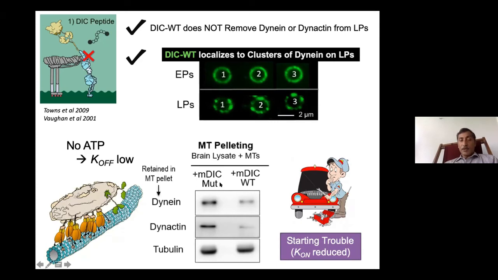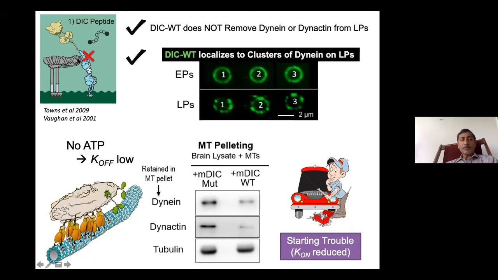So when we do this experiment, this is the real one, the wild type, the one which is supposed to interfere with this binding here. You see that both the amount of dynein and dynactin is reduced compared to the one which is supposed to do nothing, this mutant one. Because the K off is anyway very low, this assay essentially measures the on rate, and you see that the on rate is reduced when I disable this interaction. In other words, dynein-dynactin is having starting trouble.